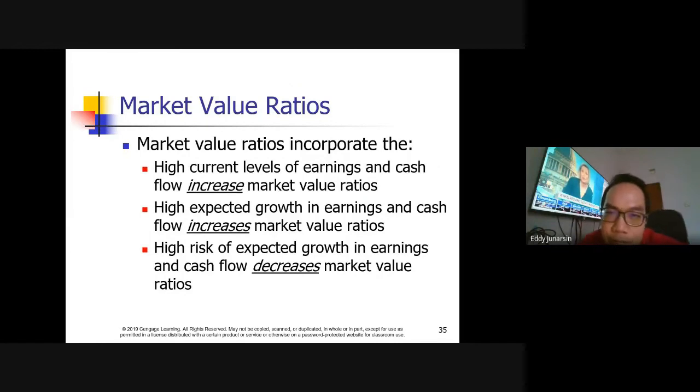So the next category of ratios, market value ratios. Actually, these ratios are more related to stock valuation, because we're talking about market value. When we talk about market value, this is tied to the stock market, right? Because that is, I would say, the most objective measure, or indicator, of value.